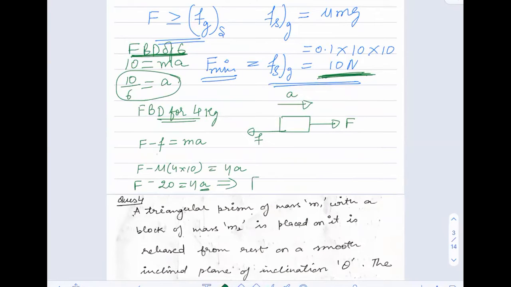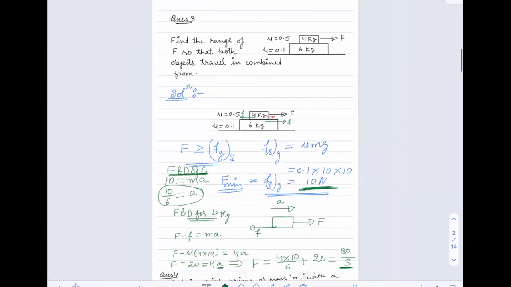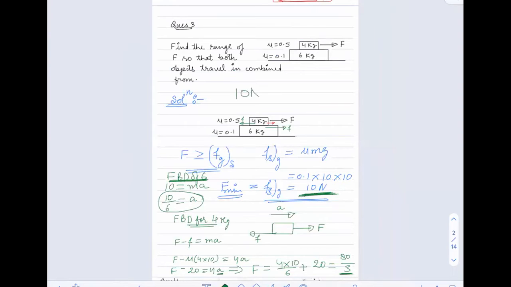Now substitute this acceleration here, and what will you get? 4 into 10 by 6 plus 20. You'll get plus 20. So you solve it. This will become 20 by 3 and 20, so it will become 80 by 3. So one force value I'm having is 10 by 3 and one force value is 10 here. So the range of force will be from 10 Newton to 80 by 3 Newton.